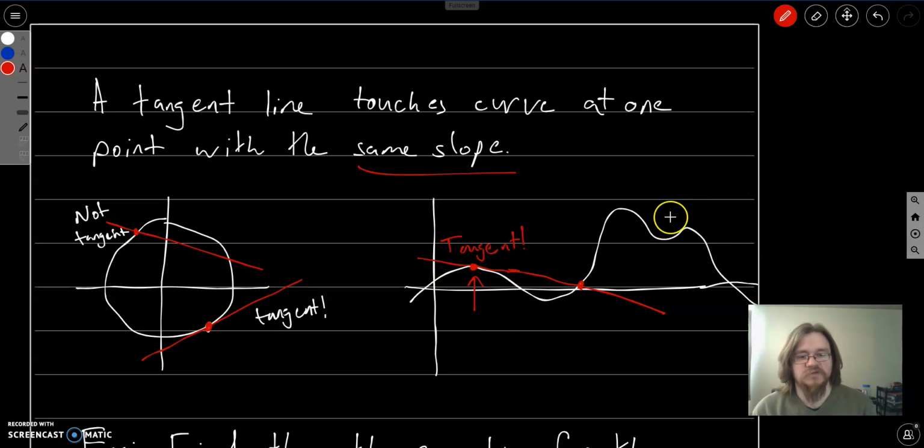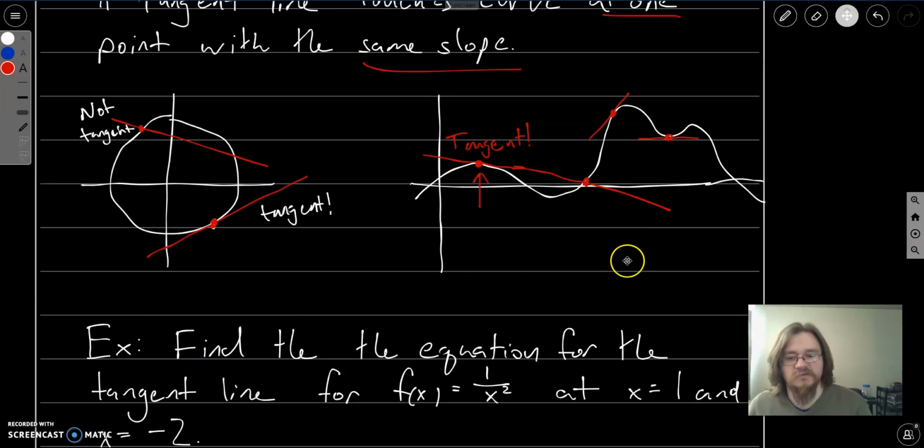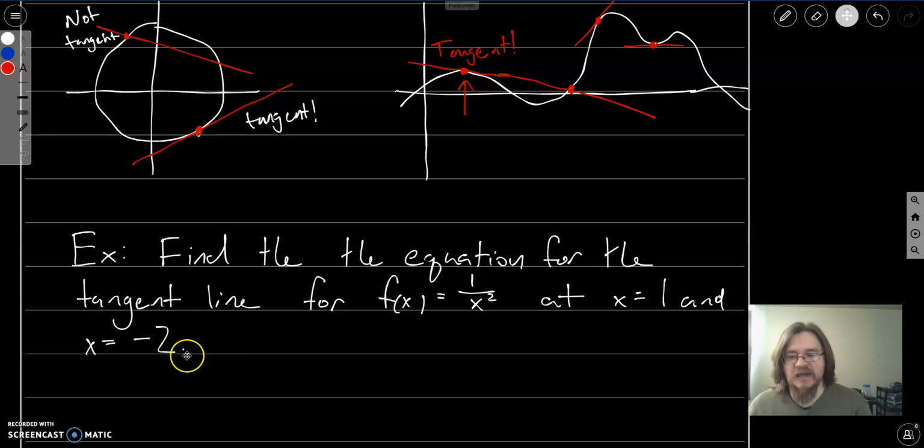So it doesn't matter what the curve does elsewhere. Over here it came back down and came up and crossed our line again. That's okay. A tangent line just has to touch at one point with the same slope. That one point is right there. So for instance, we could have lots of tangent lines here. I could have a tangent line right there that will be passing up there. I could have a tangent line right here, which might be going almost exactly flat. So we have all sorts of tangent lines on a curve, and we could find tangent lines at various points.